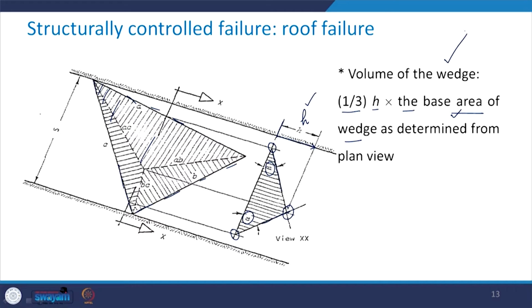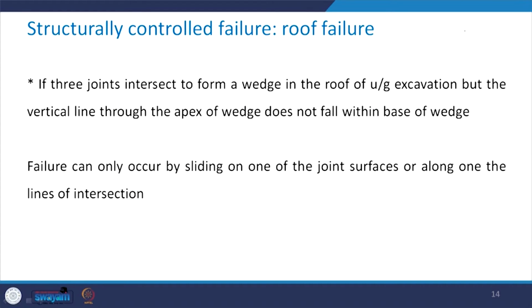So, this is how the height and the volume of the wedge which is formed in the roof can be determined using the stereographic projection. Now, if these 3 joints intersect to form a wedge in a roof of underground excavation, but the vertical line through the apex of the wedge does not fall within the base of the wedge, then what will happen?